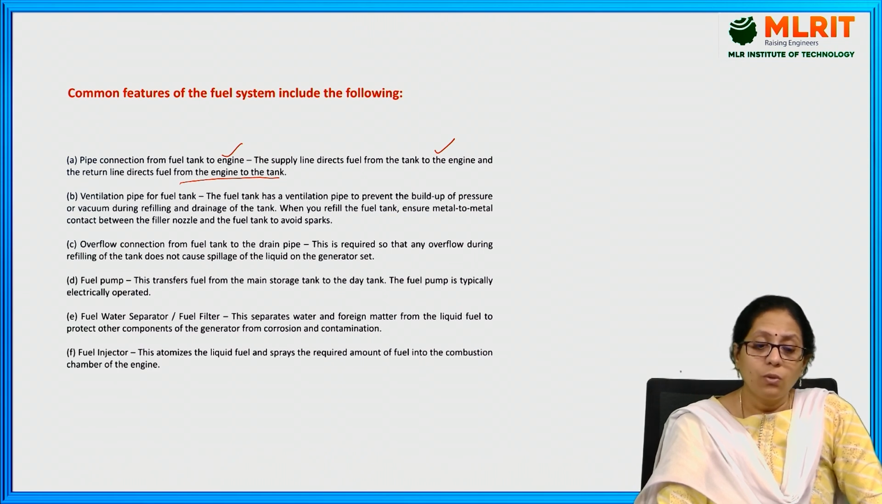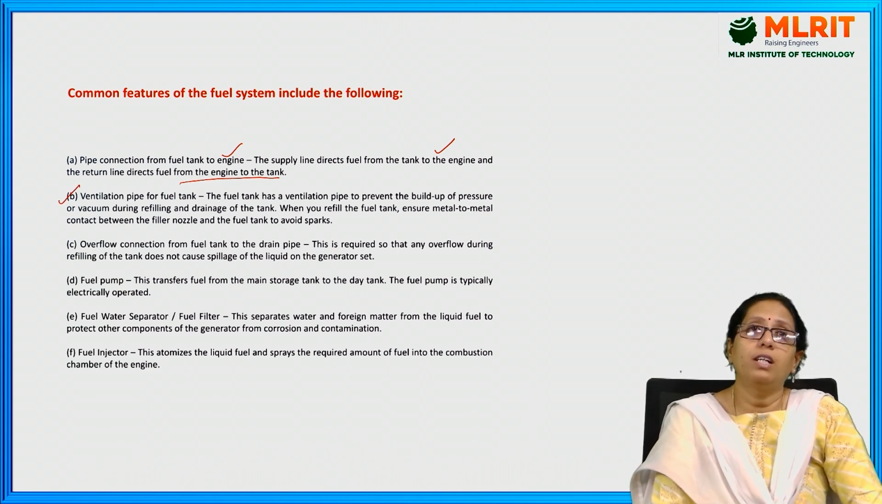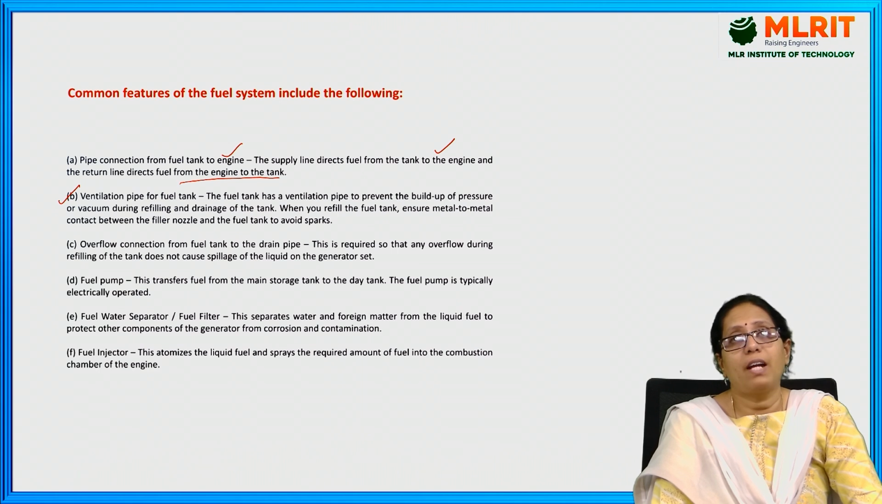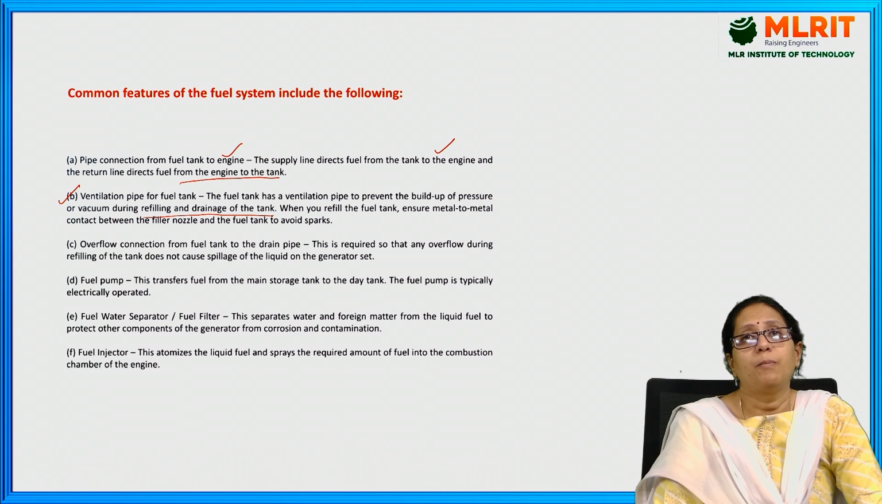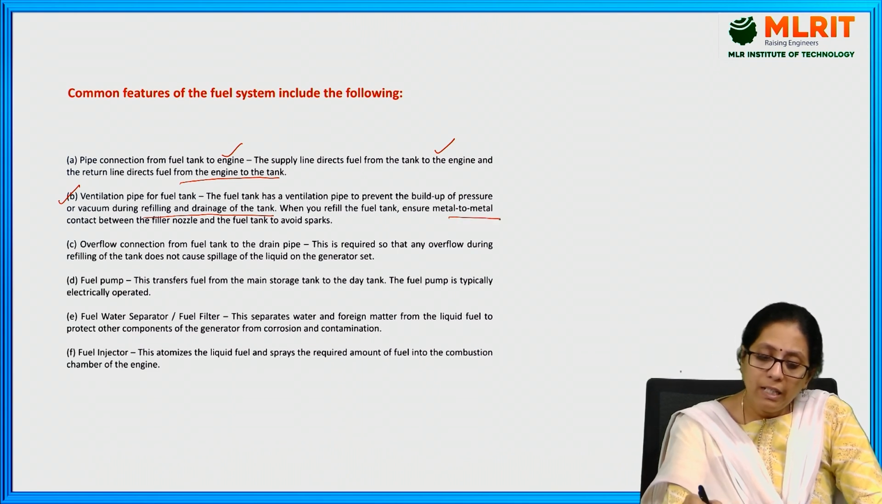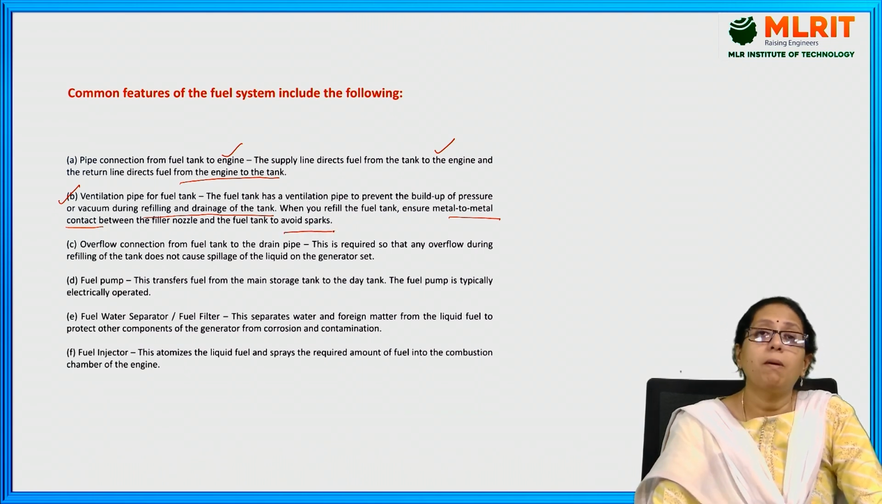Next common feature is the ventilation pipe for the fuel tank. The fuel tank has a ventilation pipe to prevent the build-up of pressure or vacuum during the refilling and drainage of the tank. That means when you refill the fuel tank, ensure metal to metal contact between the filler nozzle and the fuel tank, to avoid sparks.